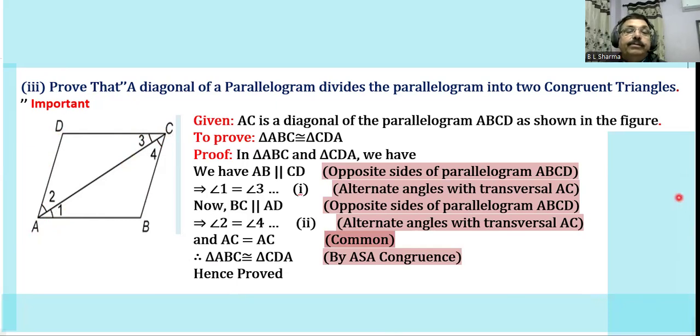Very, very important theorem and very simple. And the theorem is a diagonal of a parallelogram divides the parallelogram into two congruent triangles. That's all for the theorem.